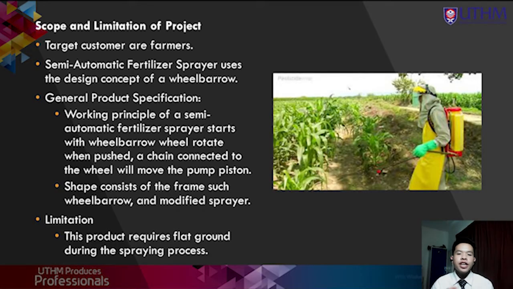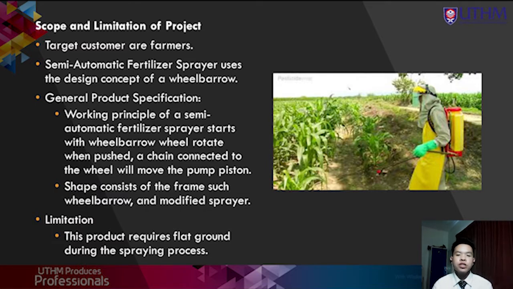For the project scope and limitation, the target customers are farmers in need to fertilize in small-scale agriculture and the plantation industry in the flat crop areas. So the second is the semi-automatic fertilizer sprayer, which uses the design concept of a wheelbarrow and is produced from a combination of wheels, chain and gear.